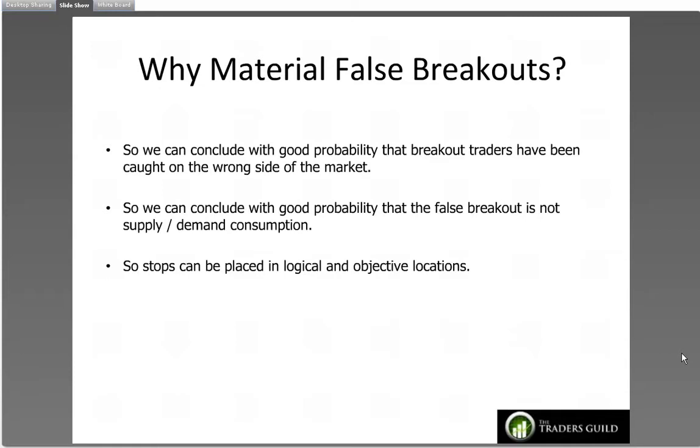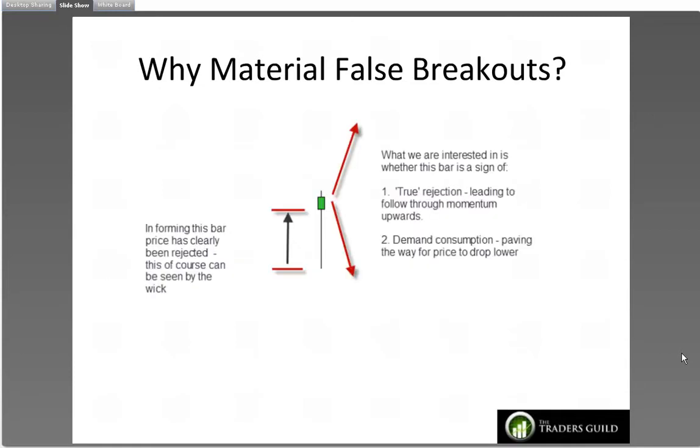Okay, so just remember this slide from one of the videos. Just taking a step back and talking about supply and demand consumption. Within this bar here, this is a rejection. Say we have demand or support down there. This is the rejection from support, okay? But what we're more interested in is what this tells us about the most logical, most likely price action that's going to occur next. Now, if it's true rejection, it's going to lead to price shooting upwards, continuing in the same direction of the initial rejection.